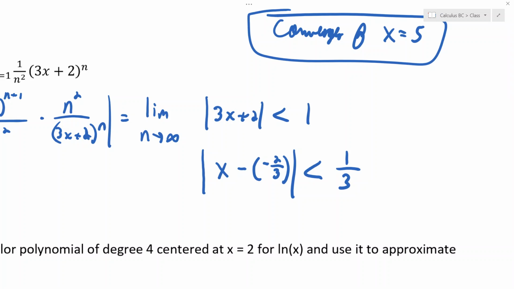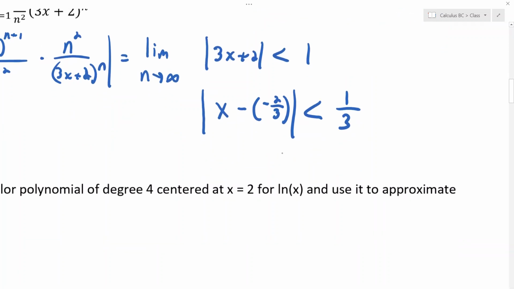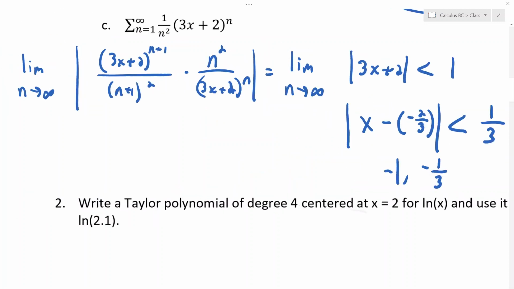So my center is negative 2/3, and I can go 1/3 up and down from it. If I go up 1/3 from negative 2/3, I'm going to get negative 1/3. And if I go down 1/3 from negative 2/3, negative 1. So we're going to check both endpoints.